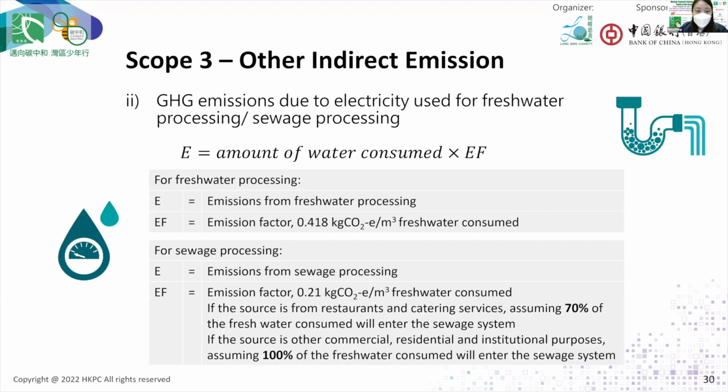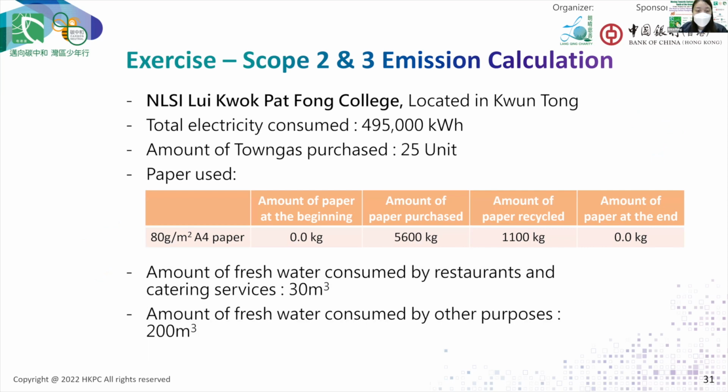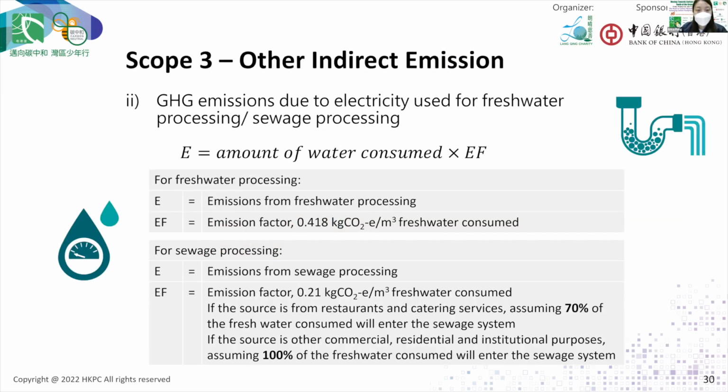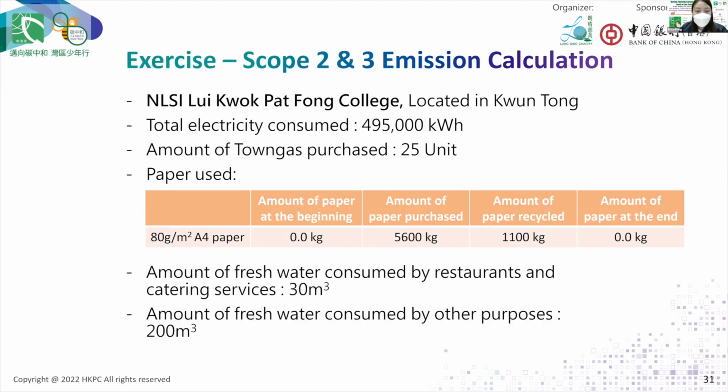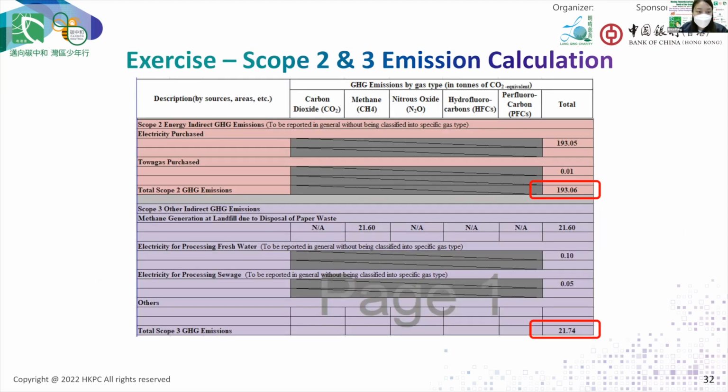And for the water, we can also plug the 30 meter cube and 200 meter cube into the equation here, so that we can get the final scope 3 greenhouse gas emission at 21.74.